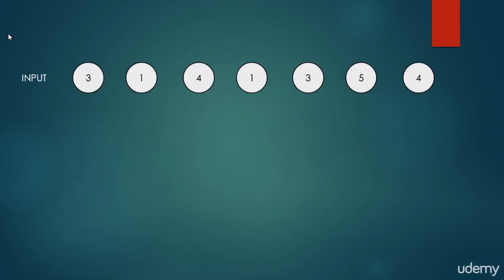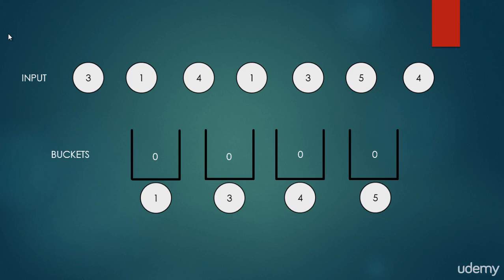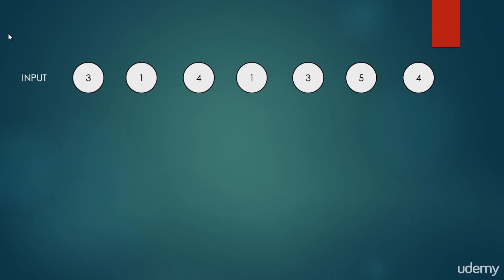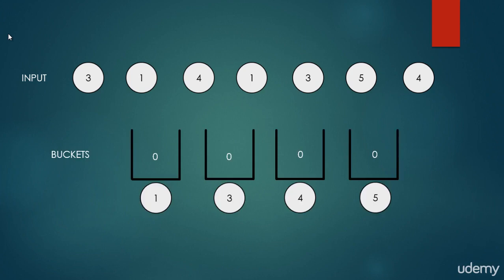So we have an input 3, 1, 4, 1, 3, 5, 4. We want to sort this array, and we have 4 buckets because we have ones, we have 3s, we have two 4s, we have one 5. So there are 4 distinct integers in this situation, and that's why we have 4 buckets. So when I said that the running time of the algorithm is O(n + k), this k denotes the number of buckets. In this case, we have 1, 2, 3, 4, 5, 6, 7, so n is equal to 7, and k is equal to 4. This is the number of buckets.